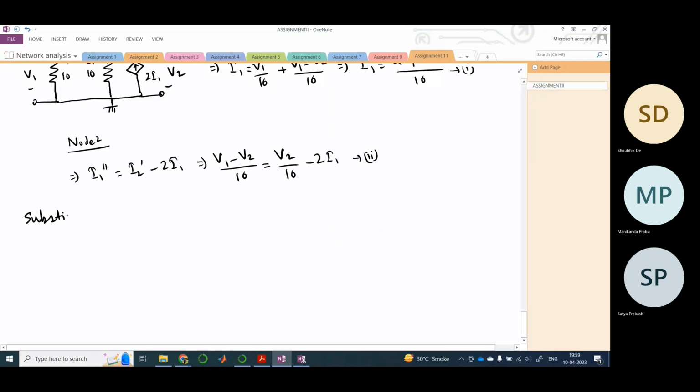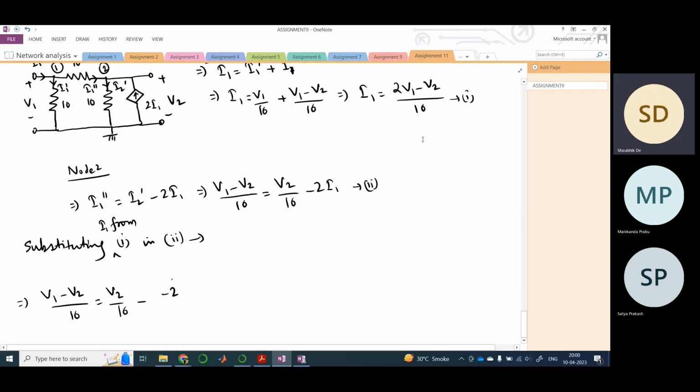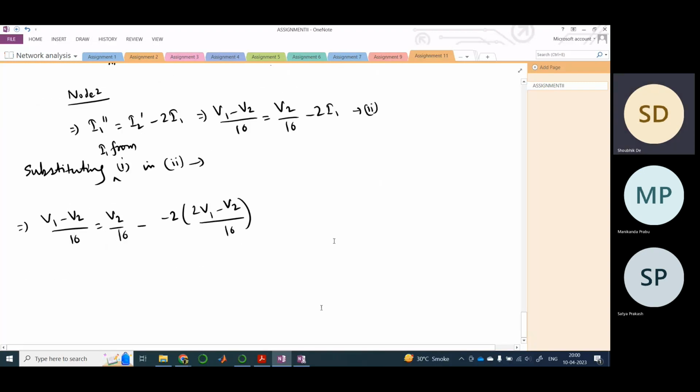Substituting I1 from 1 in 2. So V1 minus V2 by 10 equals V2 by 10 minus 2 into, this is the 2V1 minus V2 by 10, right? Here we will get a value in terms of V1 and V2. We will get a ratio directly.